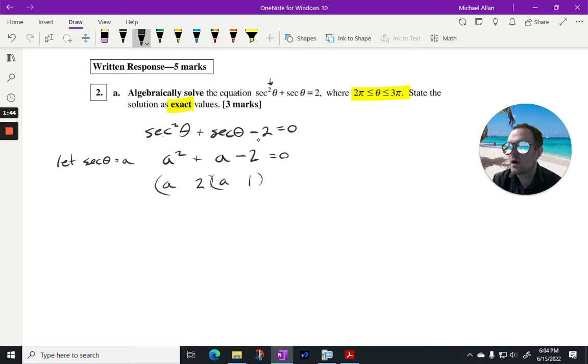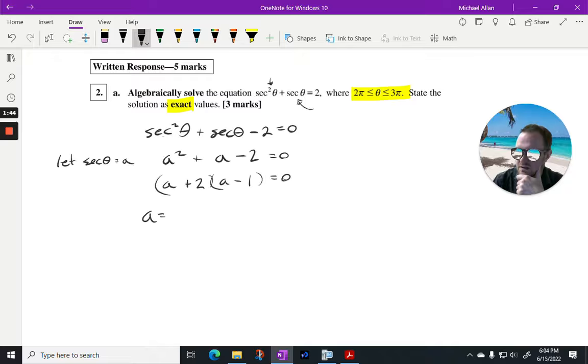2 and 1, positive 2, negative 1. Cool. So A is, because this is not a non-permissible question, these are the actual answers. It's not in the denominator or anything. There are non-permissible values. We should worry about those. I just want to make sure that I have the proper non-permissible values here, because that can be part of this. It's 3 marks long. So let's see.